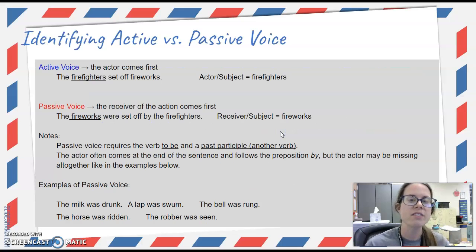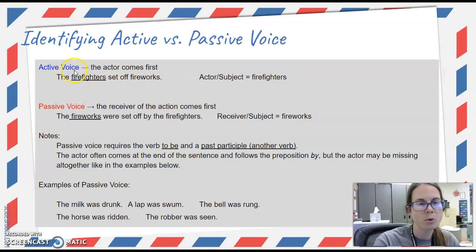So, how do you identify active versus passive voice structure? Active voice has an actor who comes first. And when I say actor, I mean the person who does the action, the subject. So, the firefighters set off fireworks. The actor or subject is firefighters, they. In passive voice, the receiver of the action comes first. So, the fireworks were set off by the firefighters.